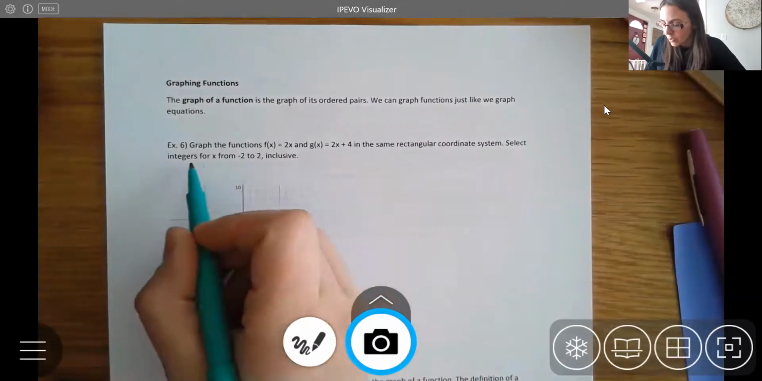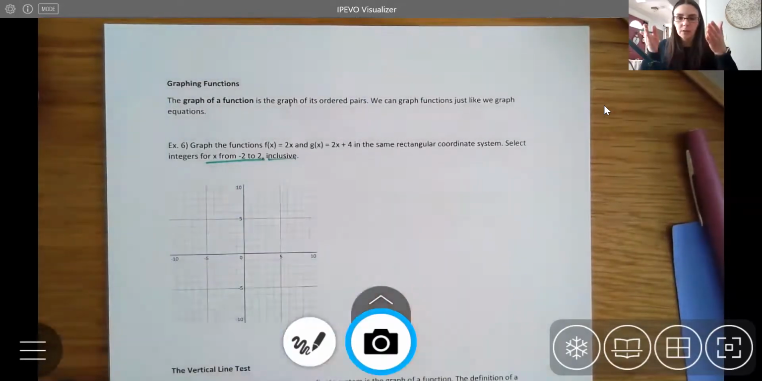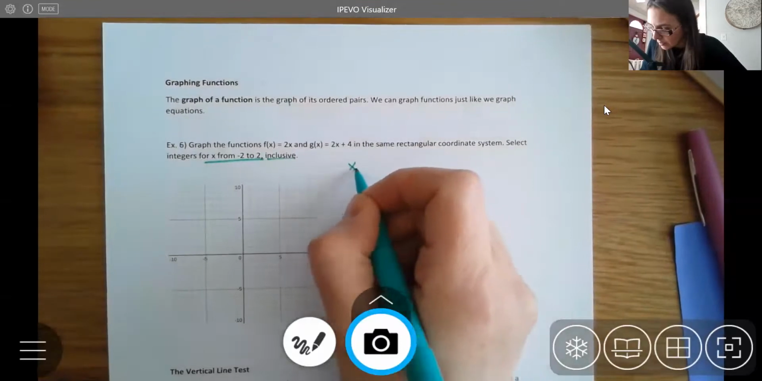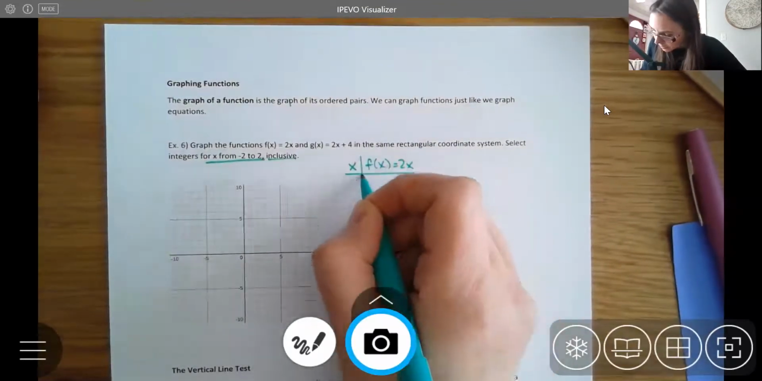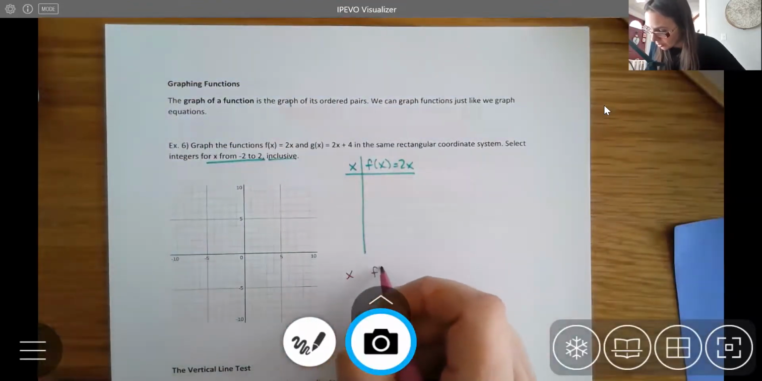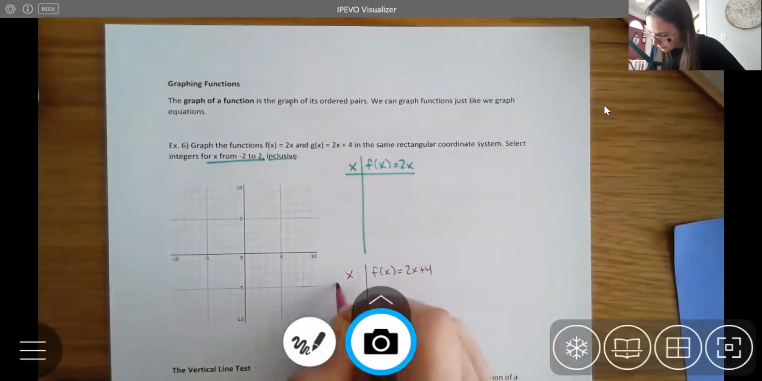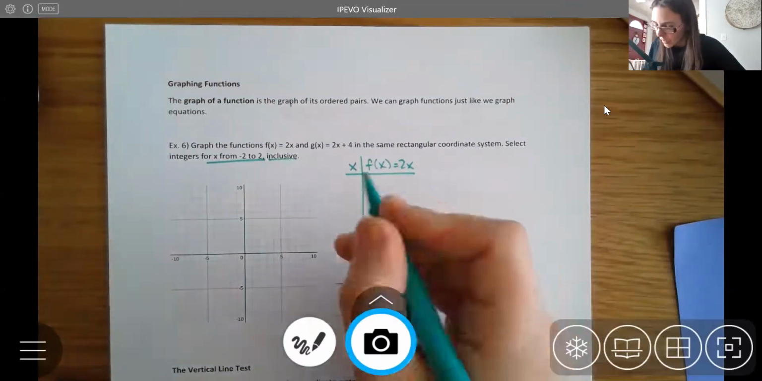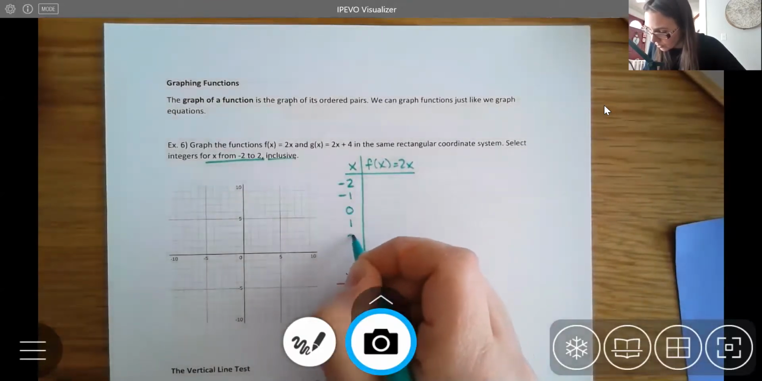We're going to select integers from -2 to 2, inclusive, meaning including those values of -2 and 2 for x. So I'm going to do x, and I'm going to do my first function. I'm going to make a little table here, and then I'm going to do x, and I'm going to do my second function. And we're going to do values from -2 to 2. So -2, -1, 0, 1, and 2.